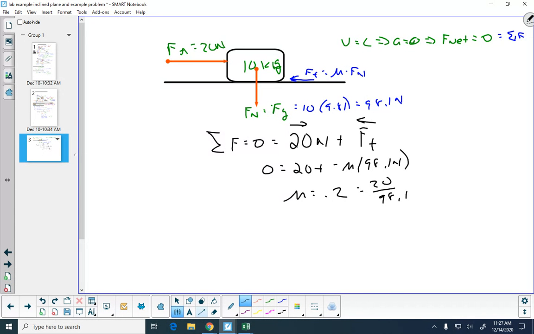Take a look at problem number 4 on the back. A bag of leaves with a mass of 78 kilograms is pulled at an angle of 20 degrees to the ground at a constant velocity. Coefficient of sliding friction is 0.21. Calculate the force required to pull at that constant velocity.